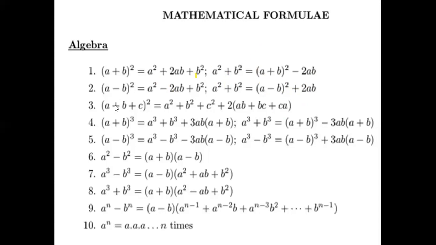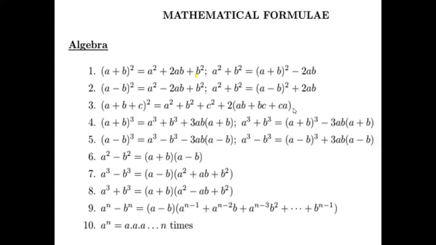Okay, next is a plus b plus c bracket square. Three term square: first term square, second term square, third term square, plus twice of first, second, plus twice of second, third, plus twice of first, third. This is the formula: a square plus b square plus c square plus 2ab plus 2bc plus 2ac.